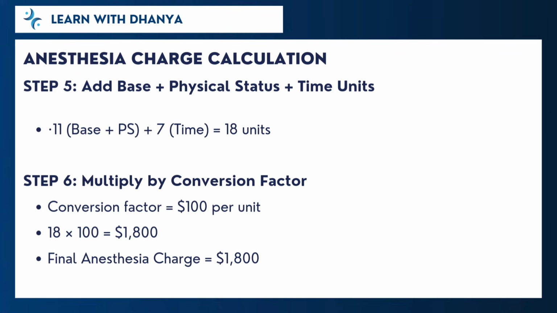Finally, anesthesia charge is equal to base unit plus physical status unit plus time unit, multiplied by the conversion factor. That gives you the anesthesia charge.